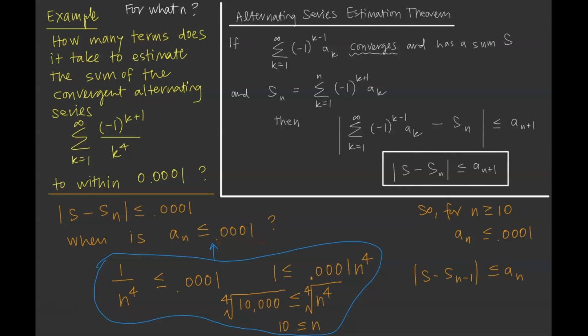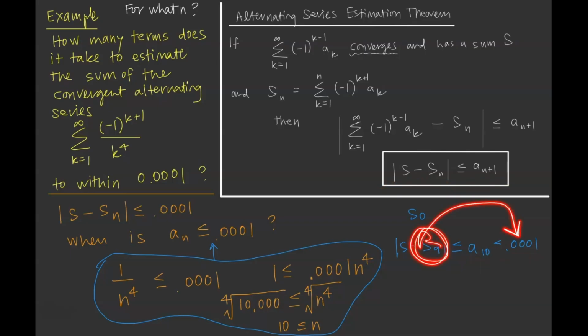Let me actually write it like this. We know a sub 10 is less than 0.0001. So s minus s9, because of this theorem, is less than or equal to a sub 10. A sub 10 is less than 0.0001. So if we have the ninth partial sum, that's guaranteed to be within 0.0001 of the real sum.